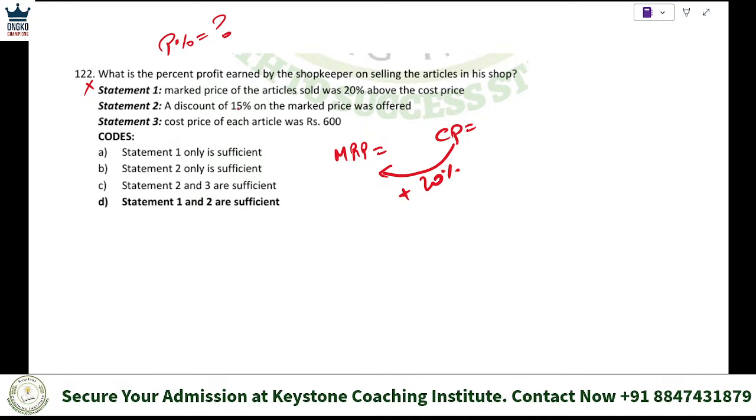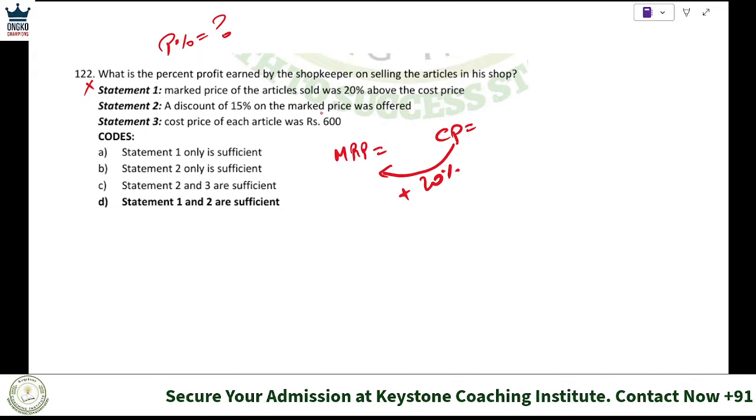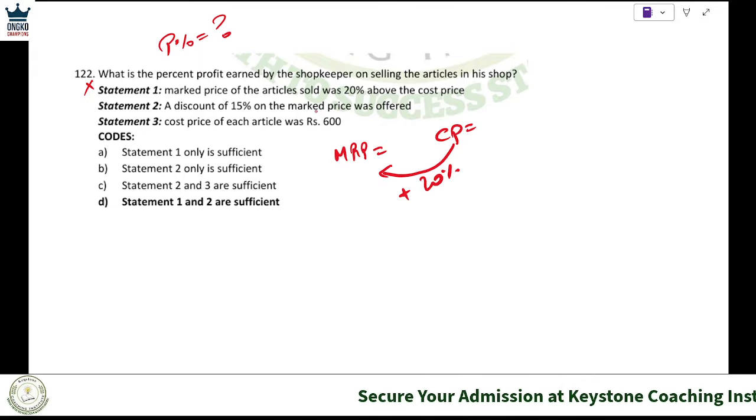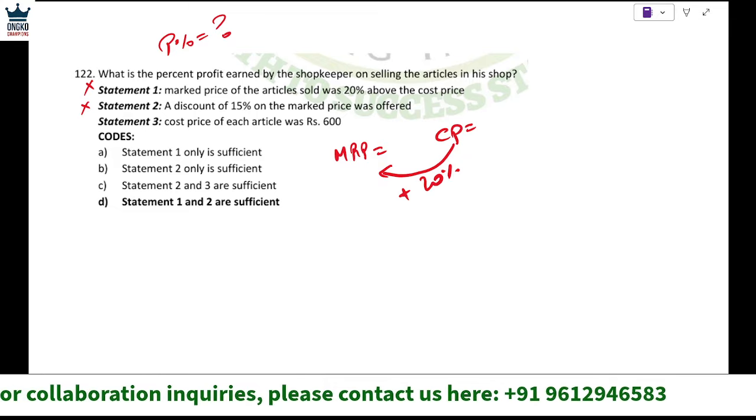Statement 2: a discount of 15% on the market price was offered. We do not know the market price. If we knew the exact value of the market price, we could apply the 15% discount. But the exact value of the market price is not known, so statement 2 alone is not sufficient.